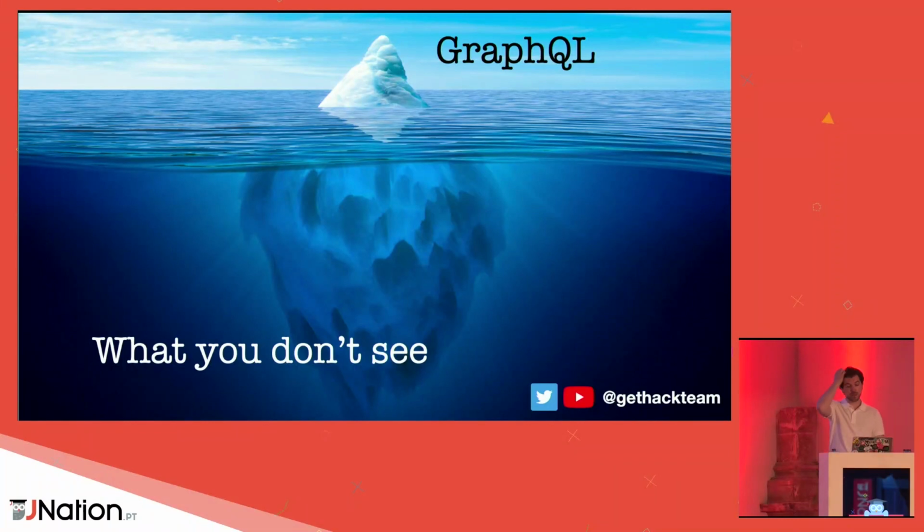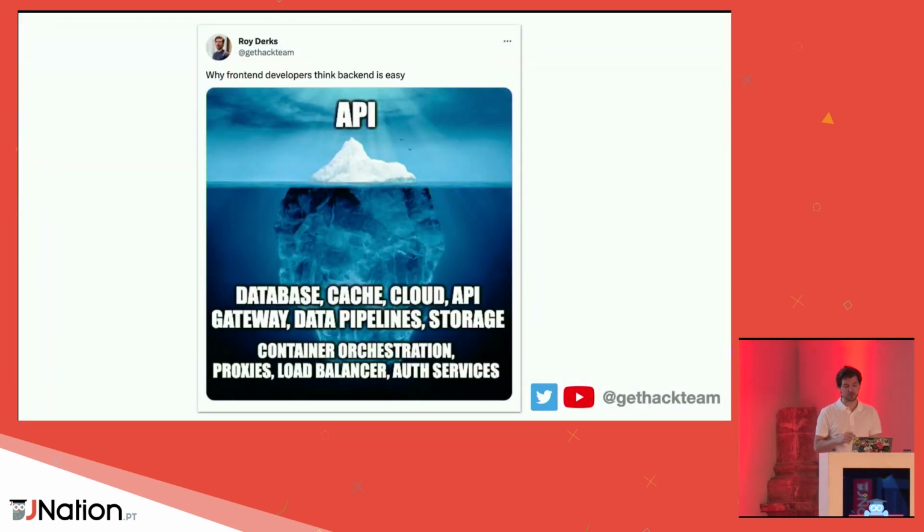Because with GraphQL, you only see the tip of the iceberg. You see the schema, you see the playground, or using Postman or some other API discovery tool, but you don't really see everything that's going on underneath. And I once tweeted this, why front-end developers think backend is easy, because there's all these things going on that you don't really see as a front-end developer, which makes the life of a front-end developer pretty easy sometimes. You only have to worry about component libraries and state management, but there's much more going on in the backend world. So both professions have their own challenges. As a front-end developer, you don't really see whatever is going on underneath.